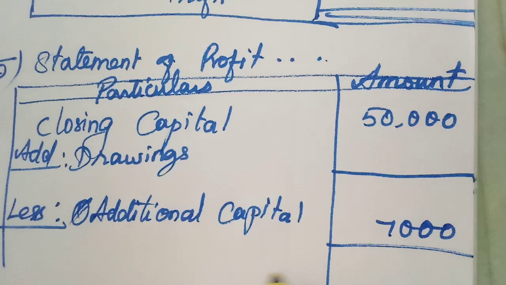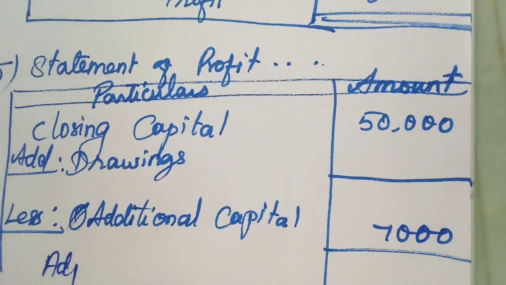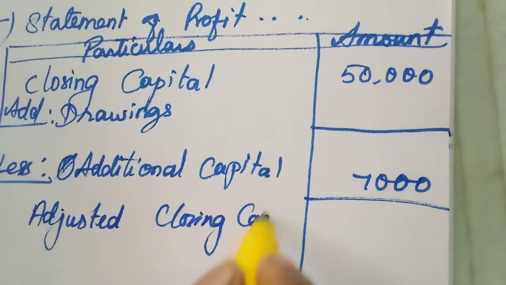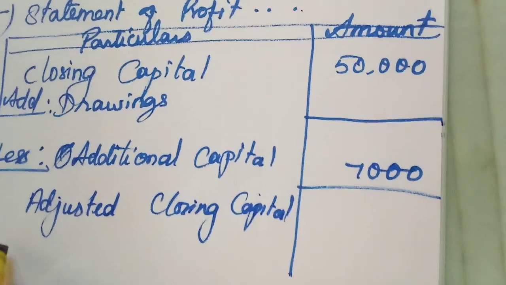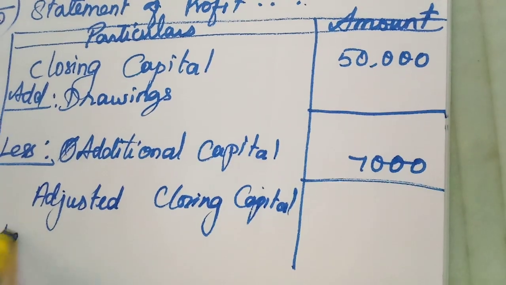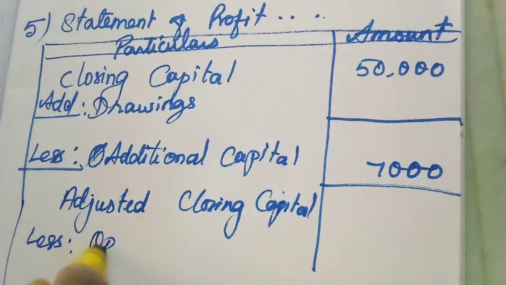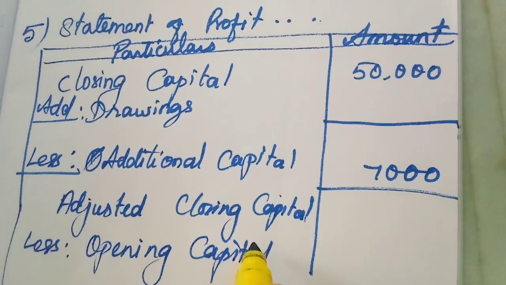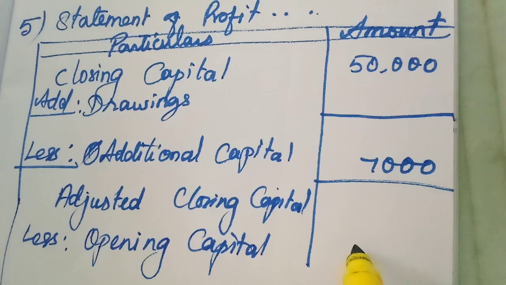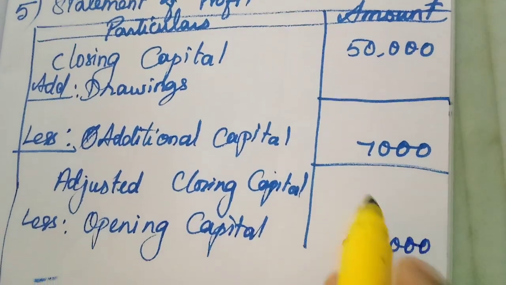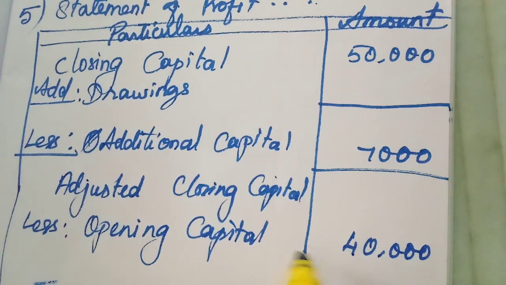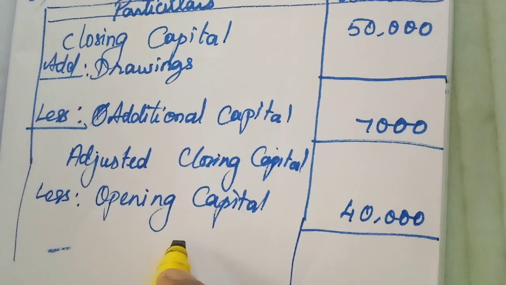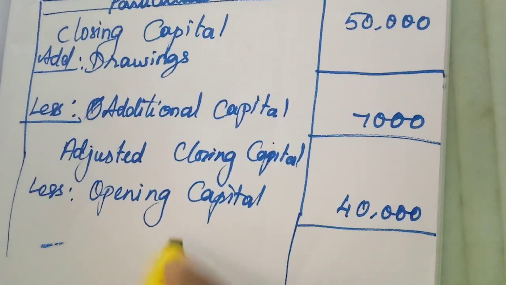Okay. Draw line. This is called adjusted closing capital. You write that one. We do not know the amount. You write adjusted closing capital. From that we have to deduct the opening capital. So less opening capital. What is the opening capital given in the problem? 40,000. Okay, write that amount, 40,000. See how I am writing? Just below that 7, this 0, then here 40. Then draw line, less opening capital. What we will get? Profit. What is the profit? 8,000.